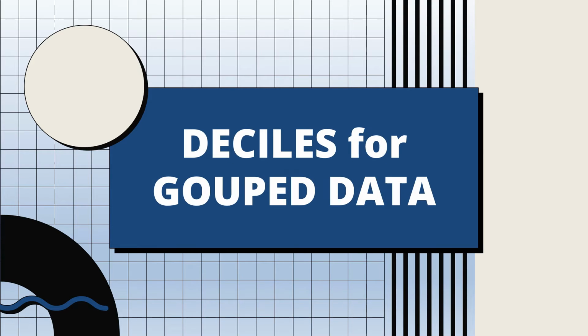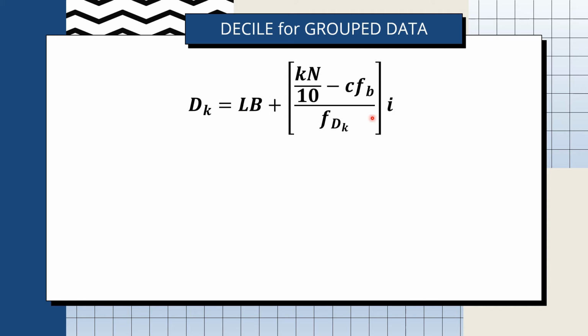We also have deciles for group data. In deciles for group data, ito naman po ang kailangan natin gamiting formula. So, kung mapapansin nyo, ang pinagkaiba lang natin is yung denominator na 10. At of course, yung subscript natin na D sub K dito sa ating frequency. Kasi nga, ang sinusolve natin is decile na.